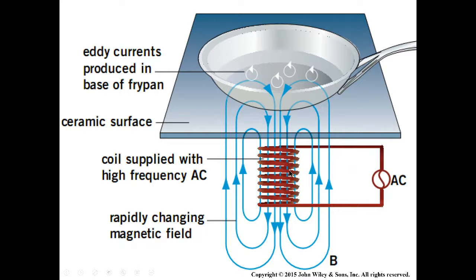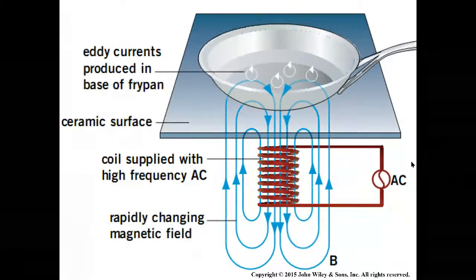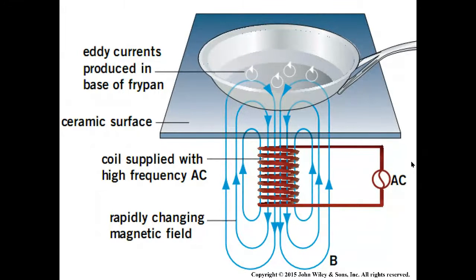And there is a change in the magnetic flux. Why? Because this is an AC current. Do you see what I mean by AC current? The current that comes from Con Edison is alternating current. It's 50 hertz, 60 hertz.